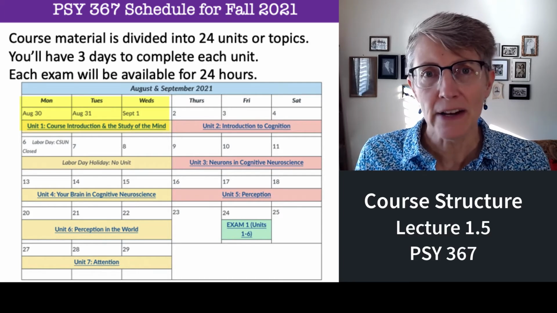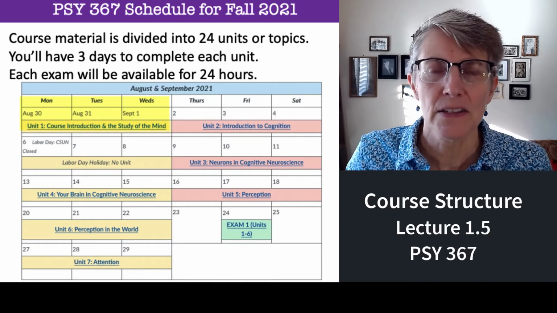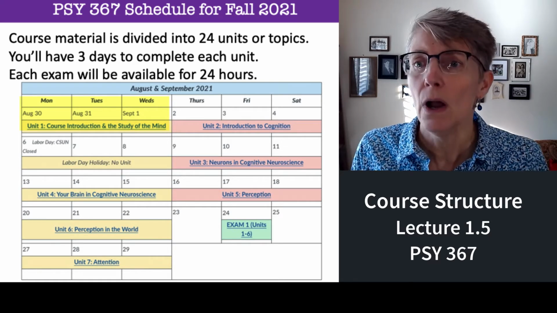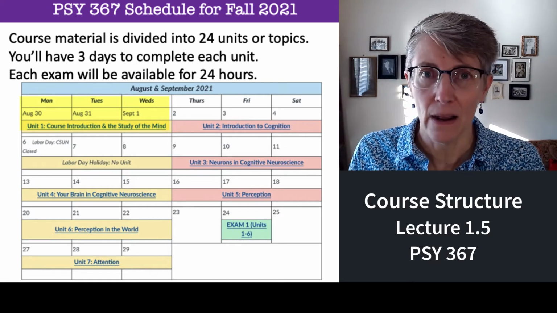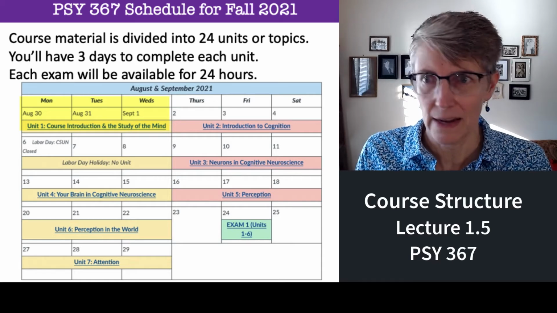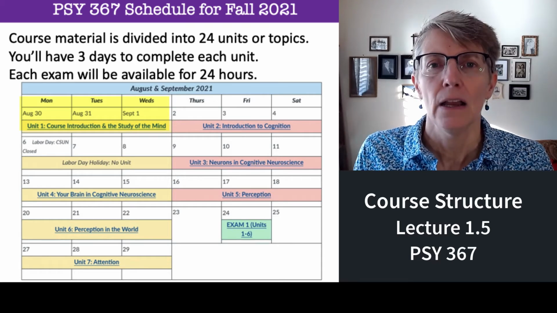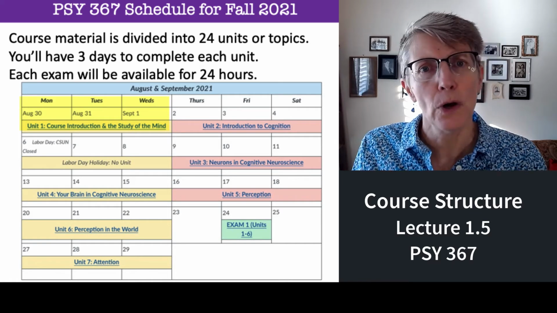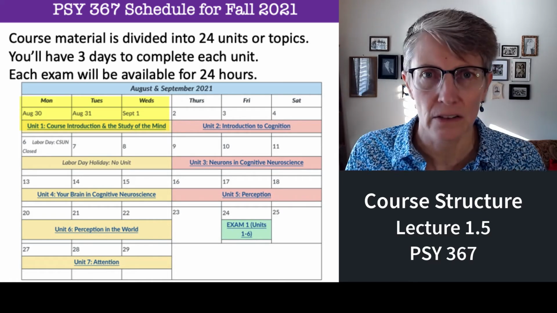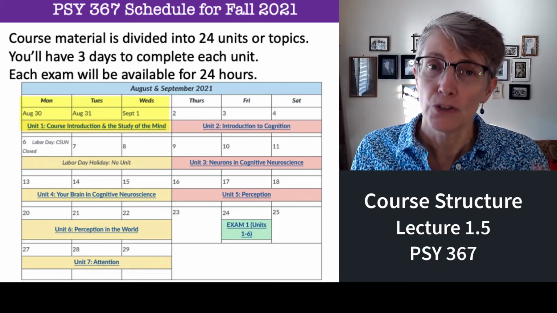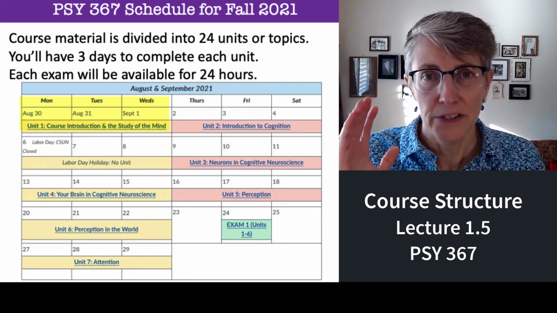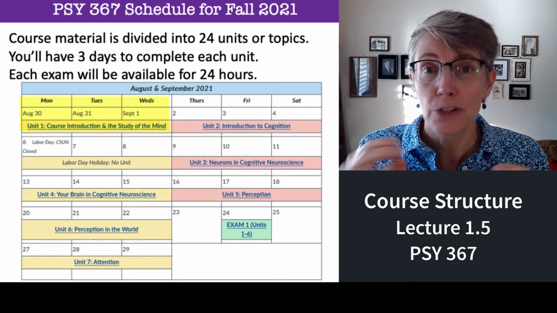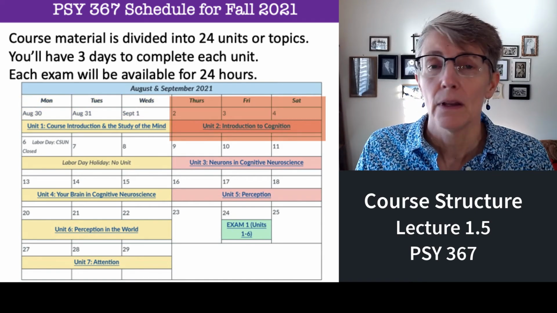So you can see right now, the yellow box in the upper left-hand corner lets you know that you have a unit due by midnight on Wednesday, September 1st, that provides an overview of the class and also an overview of where the field of cognitive psychology came from. So you've got from now until Wednesday night to complete your first unit and to submit your first quiz.